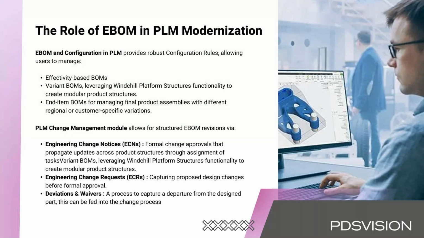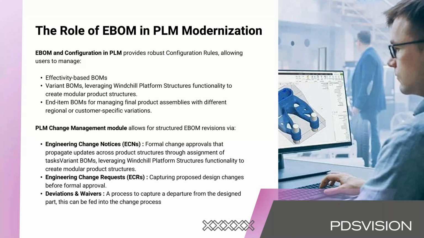So you're probably familiar, but a deviation is a change before the build has started, and a waiver is a change during or after the build of the engineering definition. So by integrating EBOMs into Windchill change management, organizations can enforce revision control, audit trails, and automated notifications, ensuring that every change is properly reviewed and implemented without disrupting production.